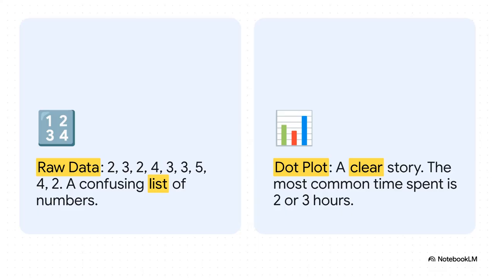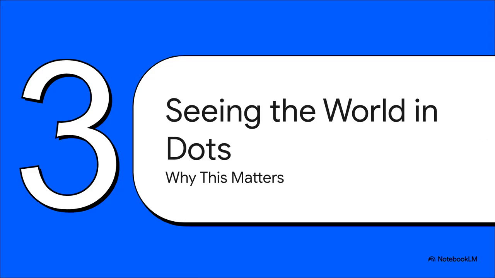The difference here is just night and day. On one side, you've got that confusing jumble of numbers. On the other side, you have a clear, simple story. For this group, it's most common to spend either 2 or 3 hours a week on a hobby. That's a real insight that was totally invisible before. So, this is a neat little trick, right? But why does it actually matter in the real world?